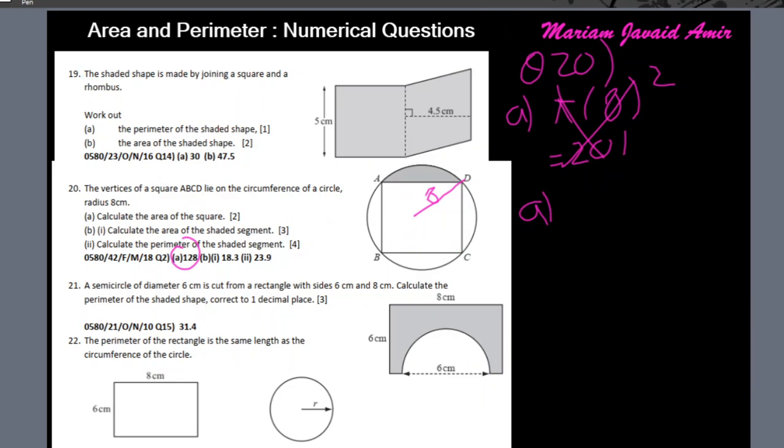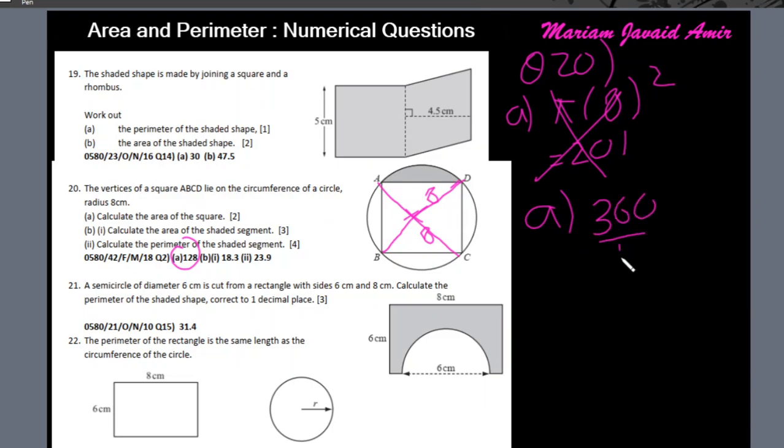Let me make it in a better way. So this is 8. This is the center, this is also 8, and these two sides are also 8. Now this angle in the center would be 360 divided by 4, which gives us 90. So that makes this a right angle triangle.